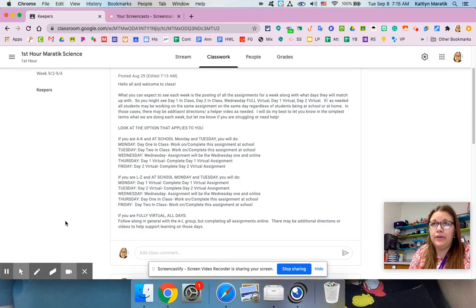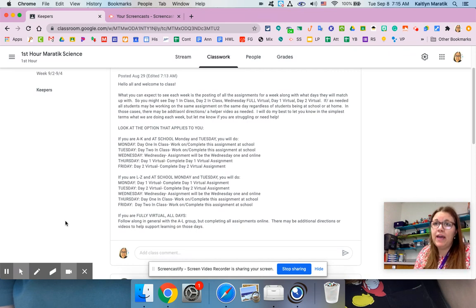If they are the A through K, they're going to do the day 1 and 2 in person first in class, and then do the day 1 and 2 online second. If they're an L through Z, they're going to work on the 2 online ones first, then Wednesday, and then the 2 in-person ones. If you are fully virtual, though, you're going to follow along with that first group and complete all those assignments that are online.